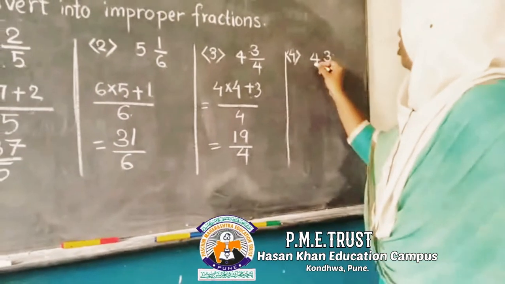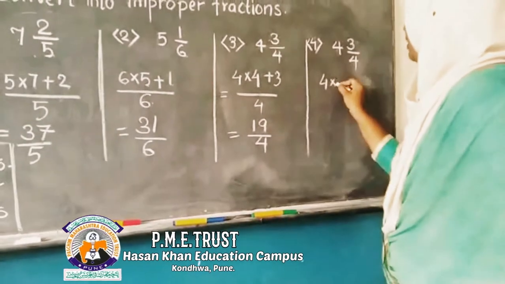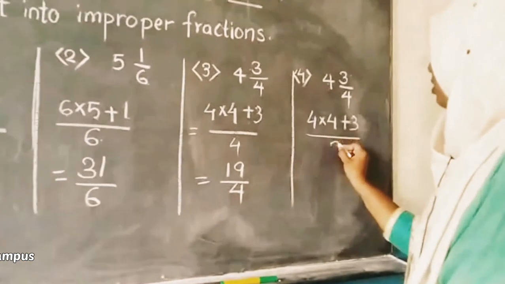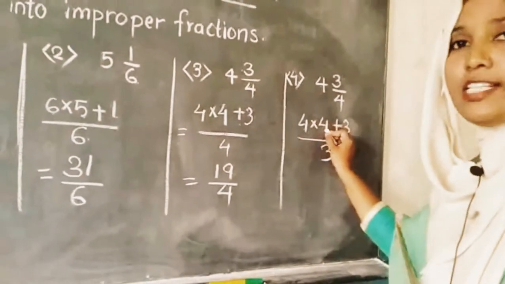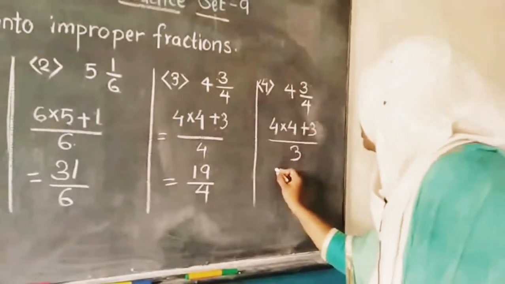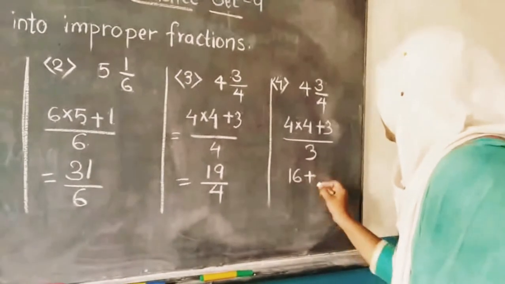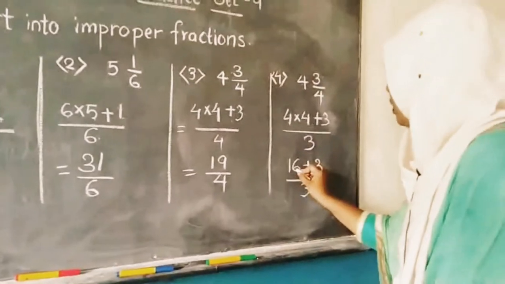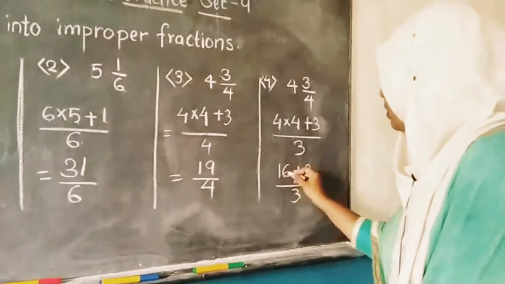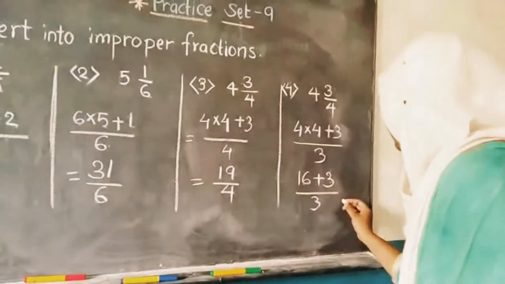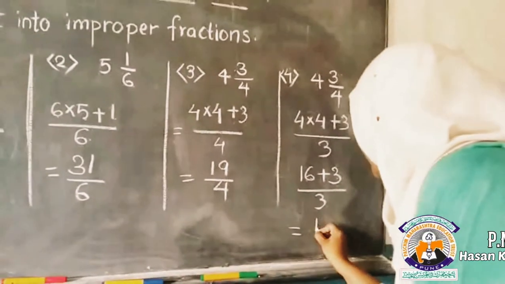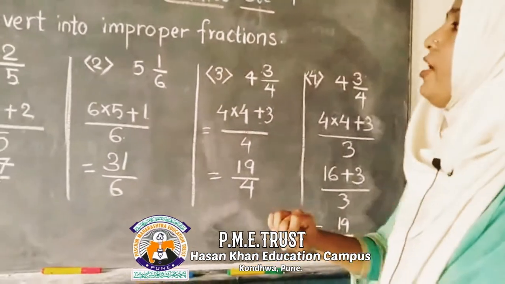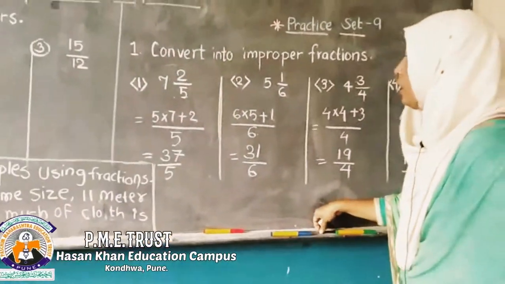Right, 4 4s are 4 multiplied with 4 plus 3. Denominator is 3. Okay, 4 4s are 16. 16 plus 3 divided by the 3. 16 plus 3, how much? 16, 17, 18, 19. Answer is what? 19 upon 3. All of you understood the first question.